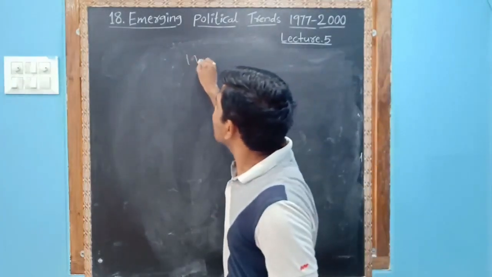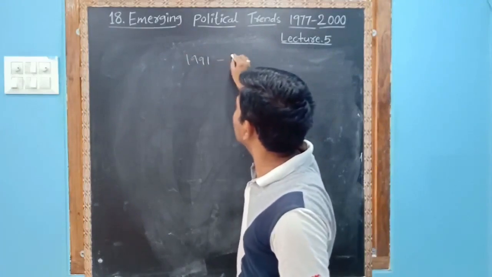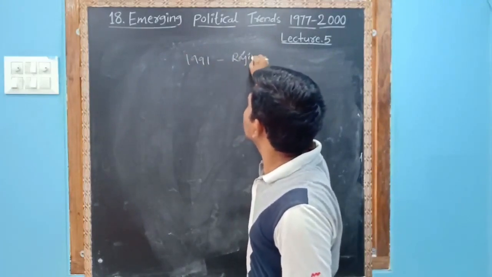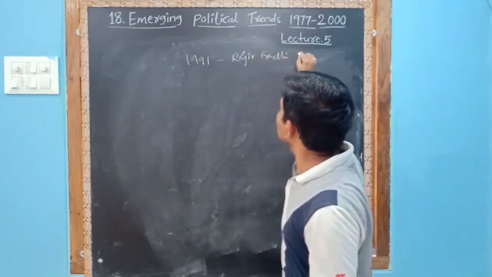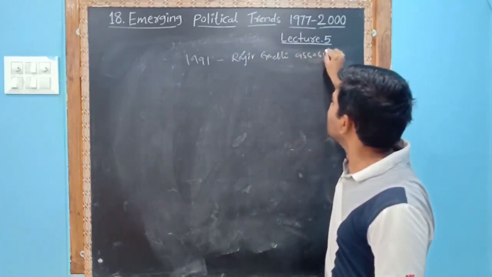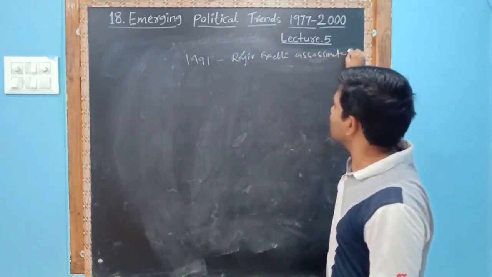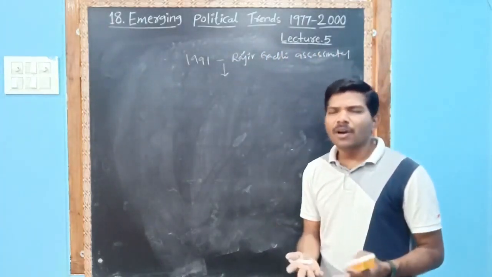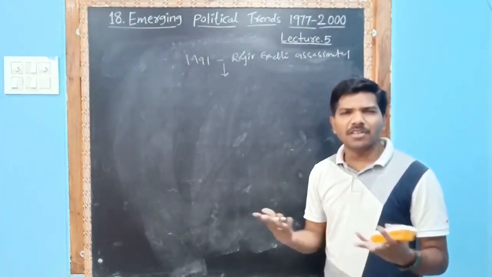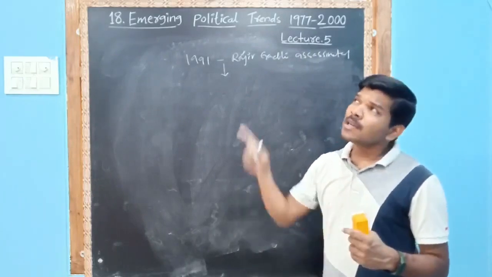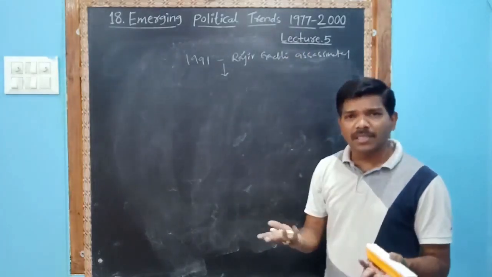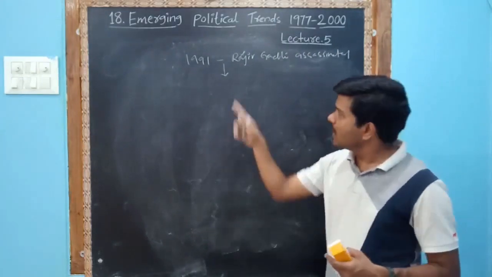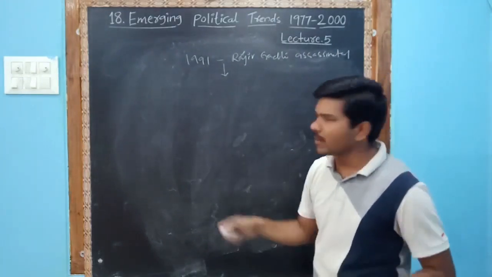Let us see, 1991, Rajiv Gandhi was assassinated. When Rajiv Gandhi was assassinated, Congress got sympathy. Such a great person had died. Do you remember when Indira Gandhi died, there was sympathy and again Congress came to power? Here also, Congress came into power.